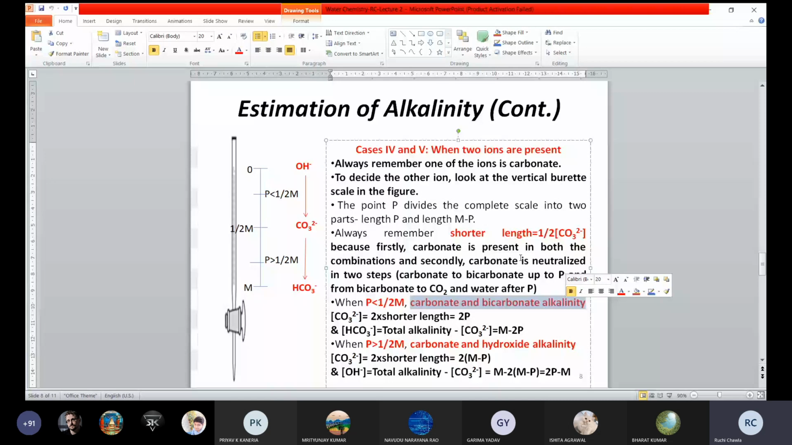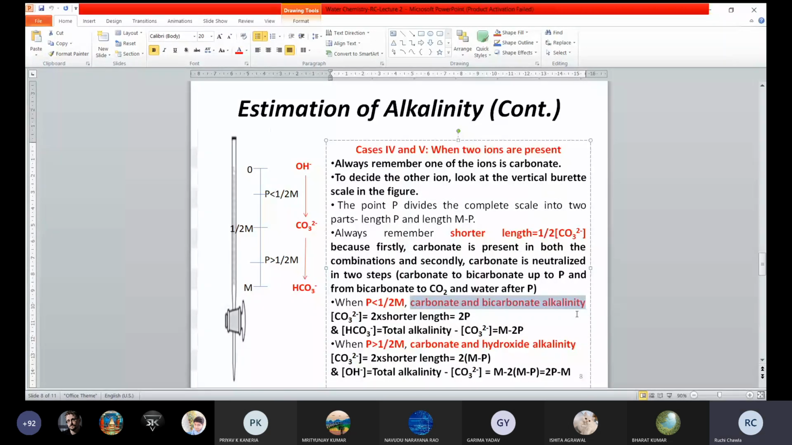Shorter length 0 to P. This is the shorter part. This we said is half carbonate. This volume, if it is corresponding to half carbonate, same volume after P will be used for the remaining half. And after that also some volume is being used. So if volume is being used after carbonate, which ion is it which is using the acid? Bicarbonate. So this is the case of carbonate and bicarbonate alkalinity.